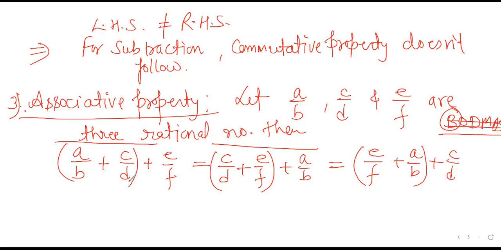So if you do it this way, the answer will be the same in all three cases. If you change the grouping of the natural numbers, nothing changes in the answer. That means once E upon F is outside the brackets, once A upon B, once C upon D. Whatever numbers we have, one time they are outside, and two numbers I have taken together, solve them, then add the third number. Whatever final answer comes in all three cases will be the same. There is no difference in the answers for addition.